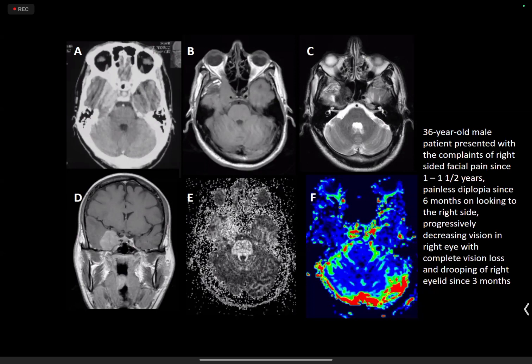Differentials. Okay, one more thing you have to describe anytime you describe these parasellar or cavernous lesions is the caliber of the ICA flow void. So remember to mention that.